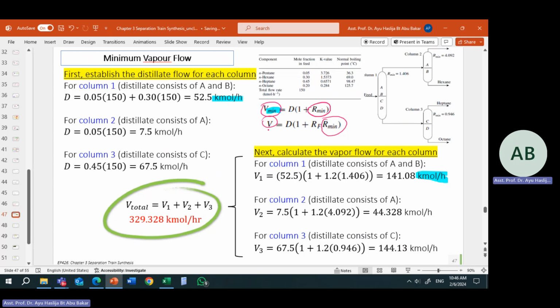Why do you need to calculate the vapor load? Because you need to find the best sequence that has the lowest vapor load. Input the R min value into the equation and you will get a few values of vapor load, depending on your sequence.